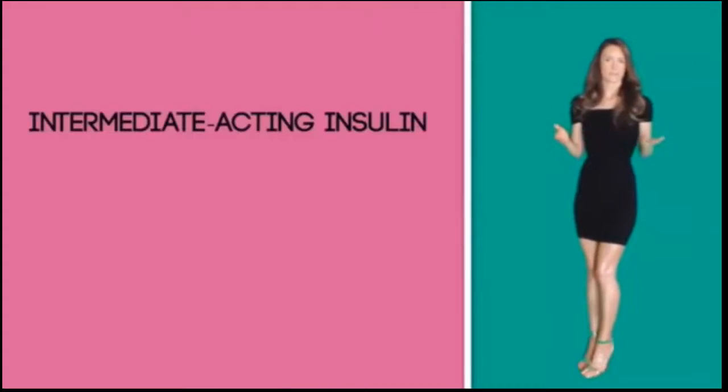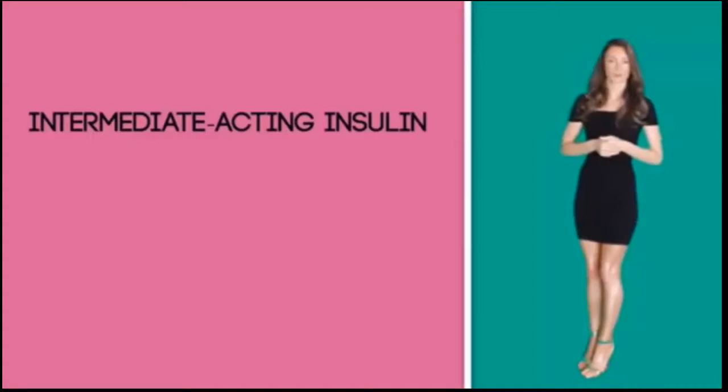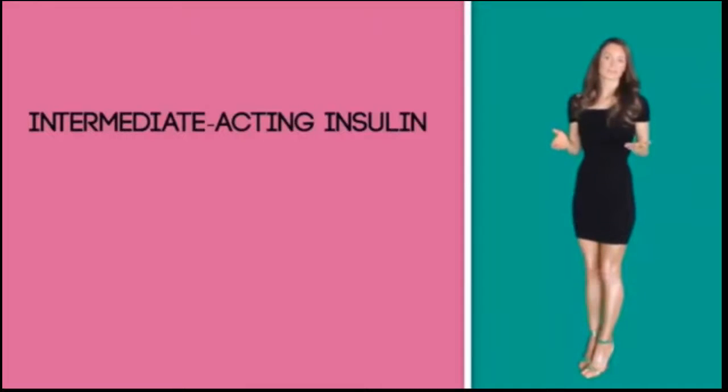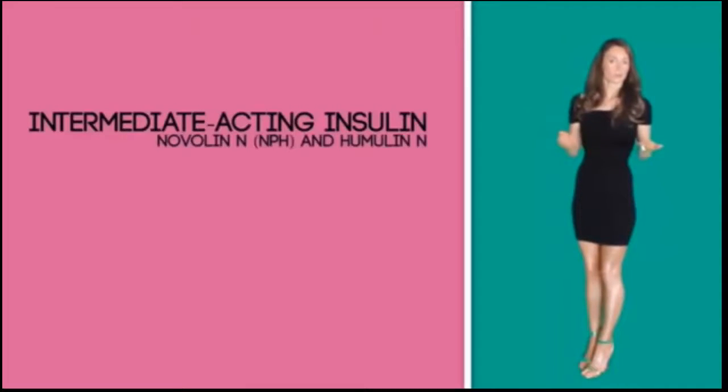Intermediate-acting insulin. This type of insulin lasts longer and takes longer to be absorbed into the bloodstream, about 2 to 4 hours after the injection. It reaches its maximum activity after about 4 to 12 hours and continues to work for about 12 to 18 hours. It can be used between meals while fasting or overnight. It is sometimes used along with rapid or short-acting insulin. Examples include Novolin N or NPH and Humulin N.